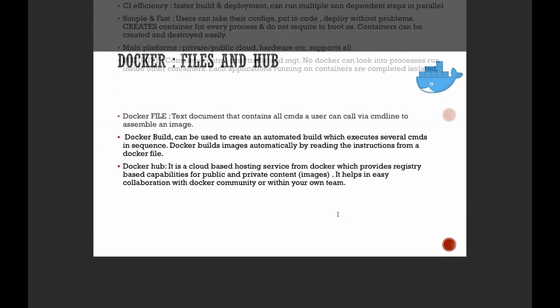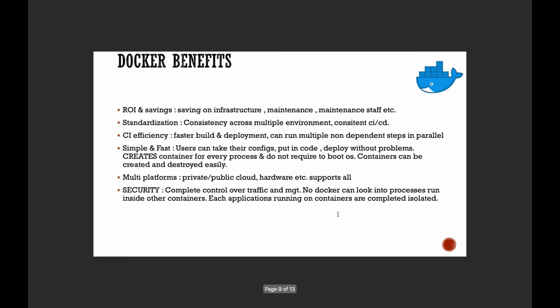Now, what are the real benefits of Docker? Return on investment and savings. It provides a lot of savings on infrastructure maintenance. Only the infrastructure required is used, and it can be used in an efficient way. Maintenance is easy. We don't need extra maintenance staff, so those costs can be reduced.